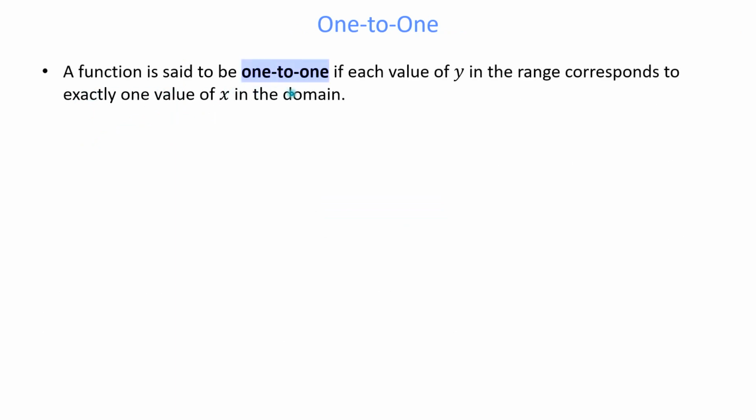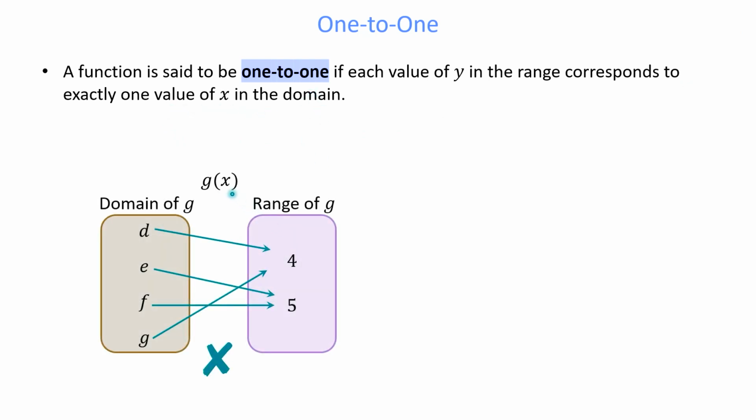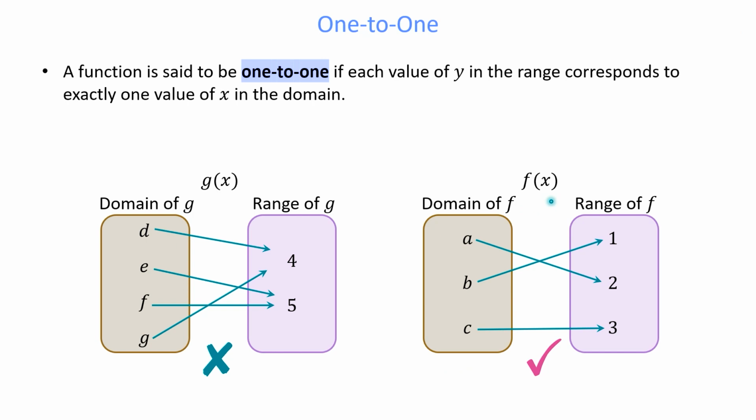A function is said to be one-to-one if each value of y in the range corresponds to exactly one value of x in the domain. So if you look at this function g of x, this is not a one-to-one function. You can see this value of 5 within the range of g corresponds to 2 values within the domain of g. Now f of x here is a one-to-one function because each of these values corresponds to exactly one value within the domain of f.